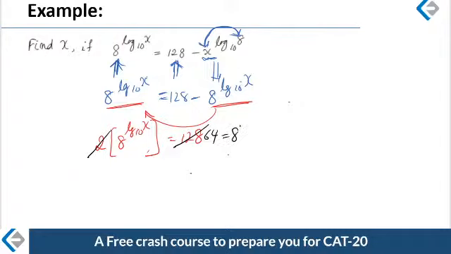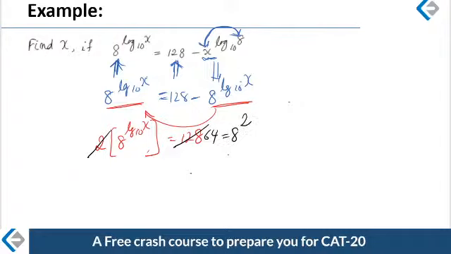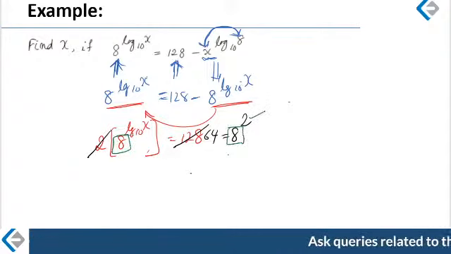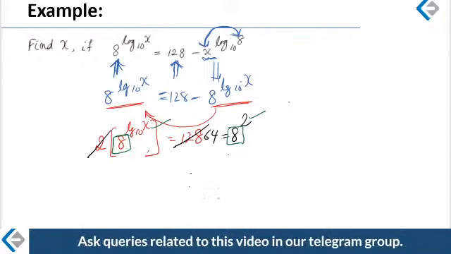Hey, what is 64, friends? 8 squared. So therefore this 8 is same, the base is same, therefore the power should be equal. Now look at this 8 and this 8 are same, therefore the rest of the matter should match. This should be equal to 2. What do you mean? Log x to the base 10 is equal to 2, but the author is interested in x.